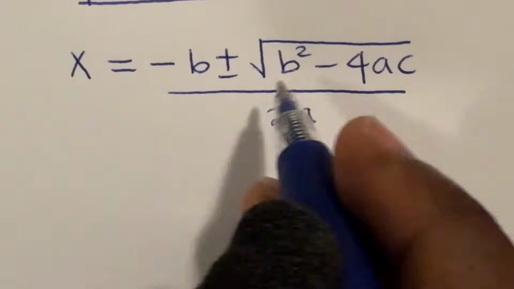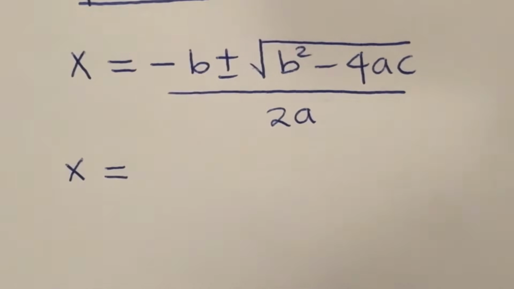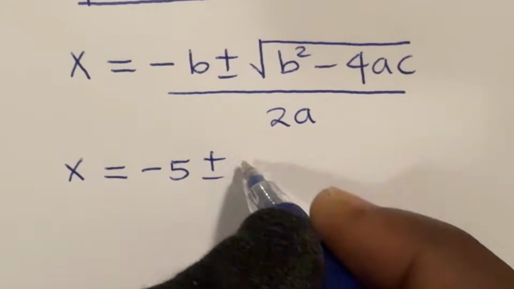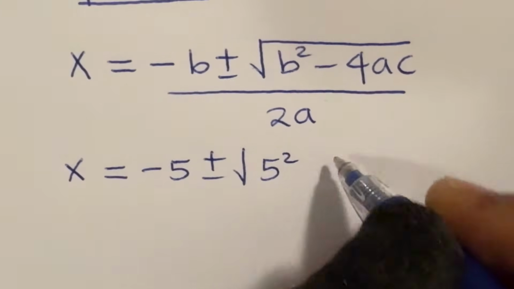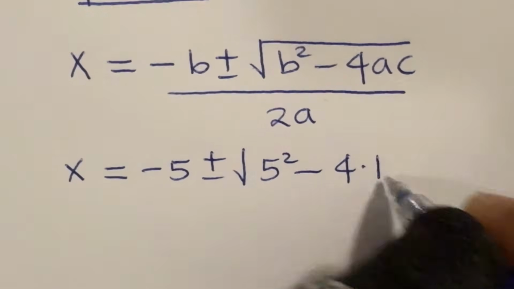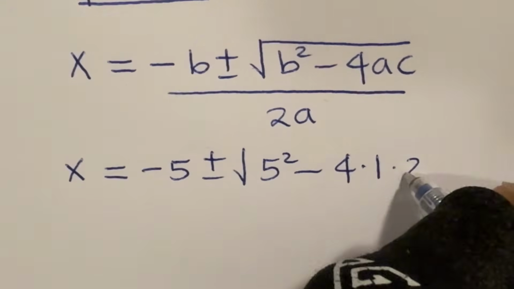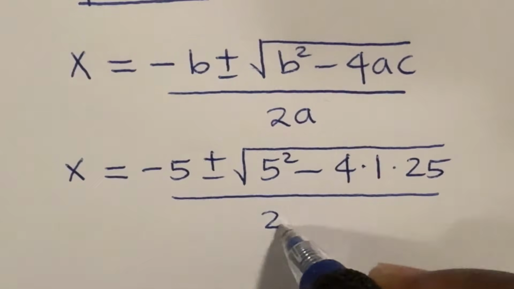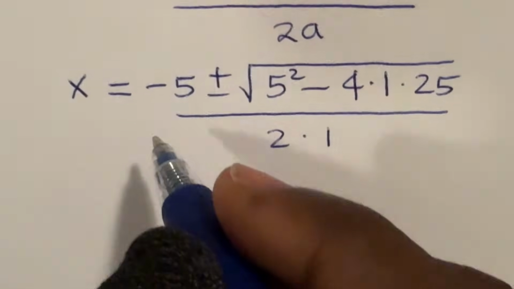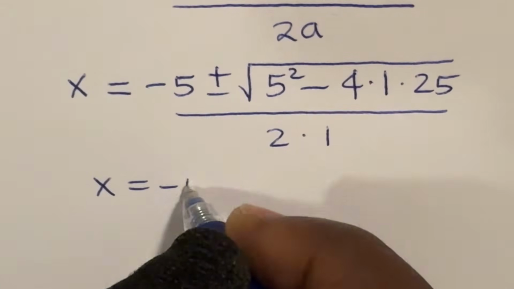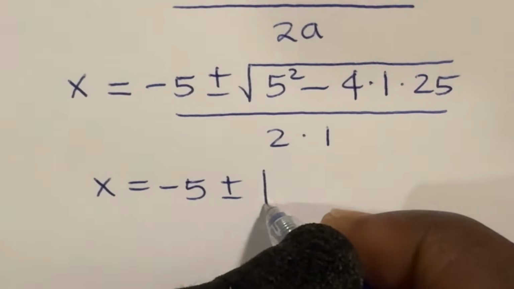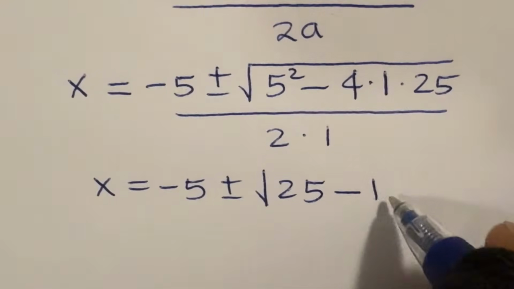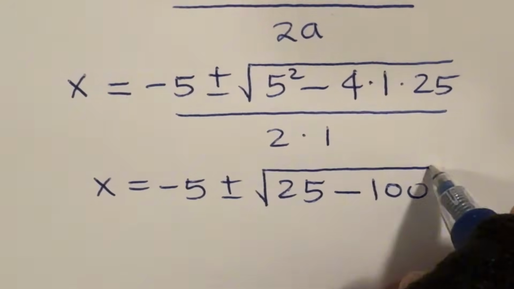So we substitute that into this formula to get x is equal to minus 5 plus minus the square root of 5 squared minus 4 times 1 times c is 25, then divided by 2 times a is 1, giving us x is equal to minus 5 plus minus the square root of 25 minus 4 times 1 is 4 times 25 is 100, then divided by 2.